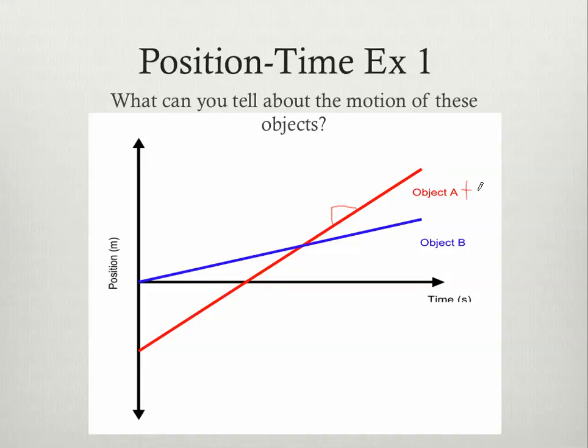We also know that it's constant. Because it's a straight line, the slope is the same everywhere. So it's positive and constant velocity. Make sure we remember that.